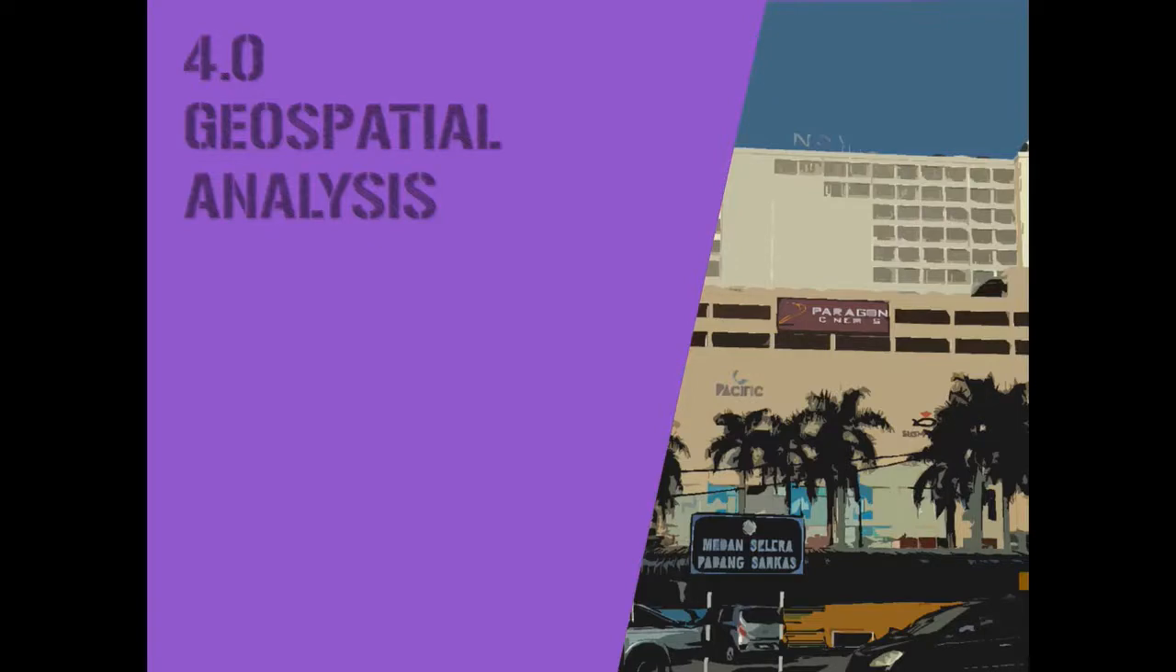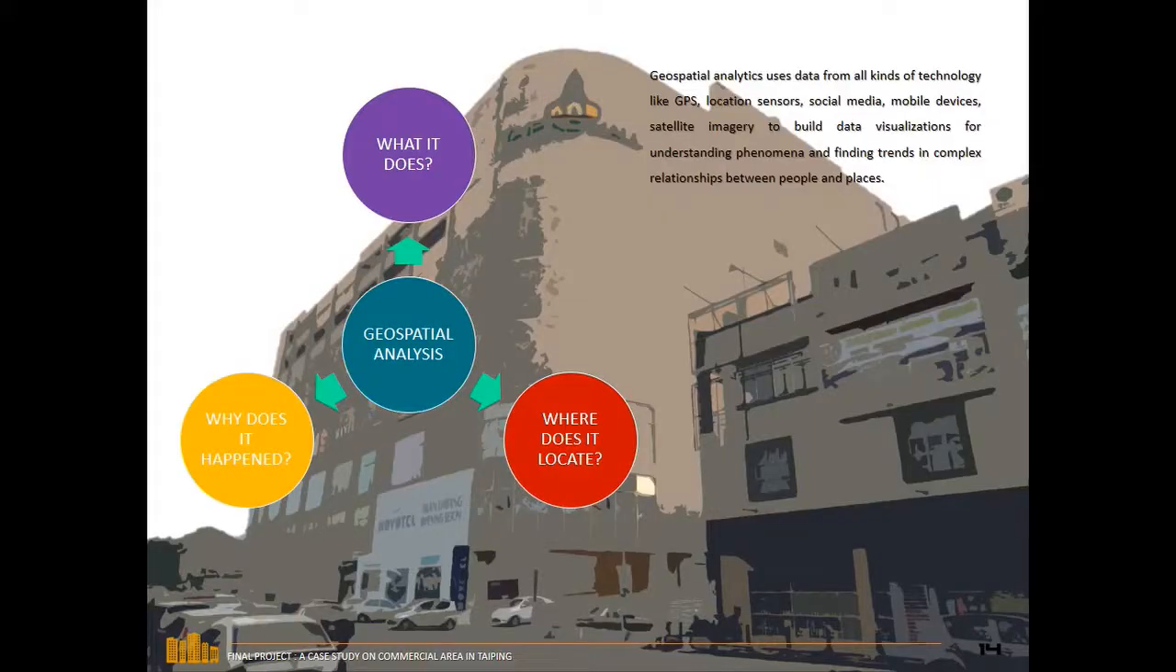Next is Geospatial Analysis. So what does Geospatial Analysis do? Geospatial Analysis uses data from all kinds of technology like GPS, location sensors, social media, mobile devices, and satellite imagery to build data visualization for understanding phenomena and finding trends in complex relationships between people and places. It is defined by three categories, which are what it does, where does it locate, and why does it happen.